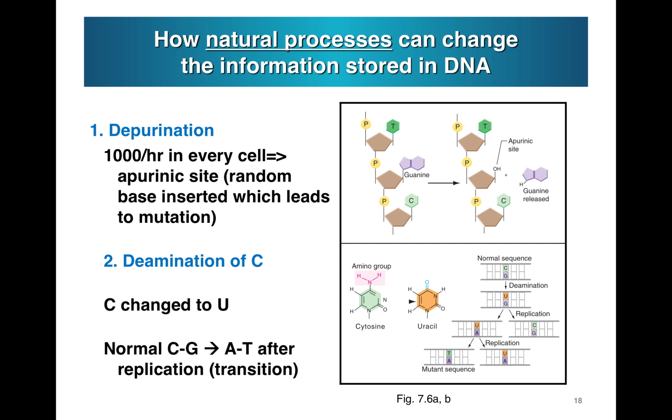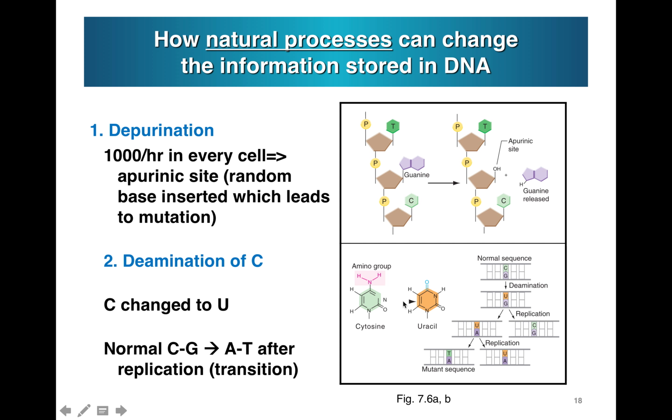Hey guys, this is Larry, and I'm just going to discuss how DNA can be mutated through deamination and irradiation. So through deamination, what happens is the cytosine right here, which normally has an amino group, when that amino group gets removed, the cytosine becomes a uracil.